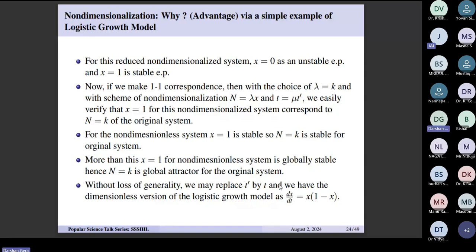Similarly, x equal to 0 is unstable for the non-dimensionalized system. If I put x equal to 0, then n will be 0. So n equal to 0 is again the equilibrium point of the original system, and this is unstable. So in this way, you are just taking the help of the non-dimensionalized system.